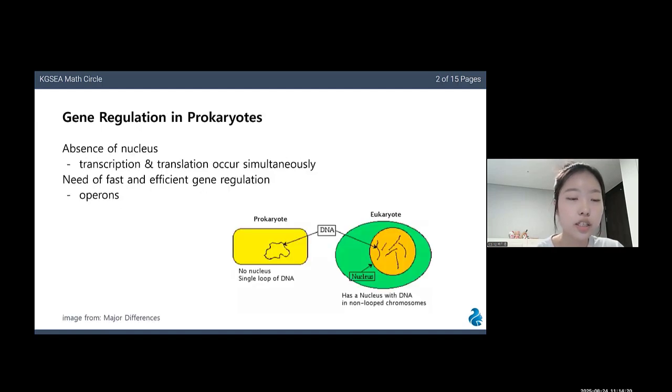In prokaryotes, gene regulation needs to be especially quick and efficient. Since they lack a nucleus, unlike eukaryotic cells, their DNA is free in the cytoplasm, so transcription and translation occur simultaneously. As a result, they need fast ways to respond to a changing environment. Regarding such issues, the main mechanism utilized is the operon system.